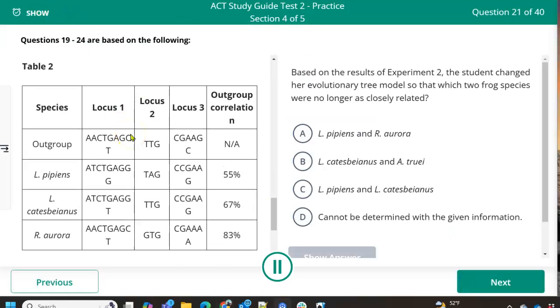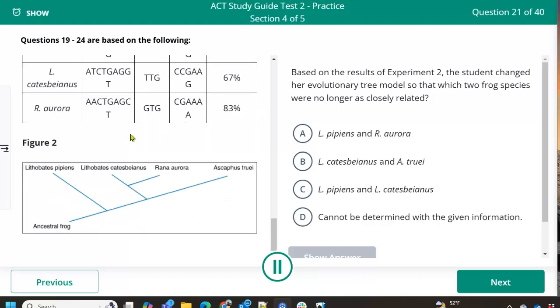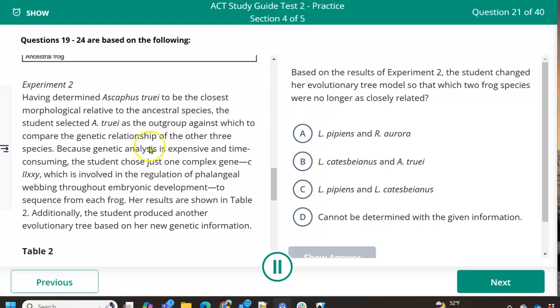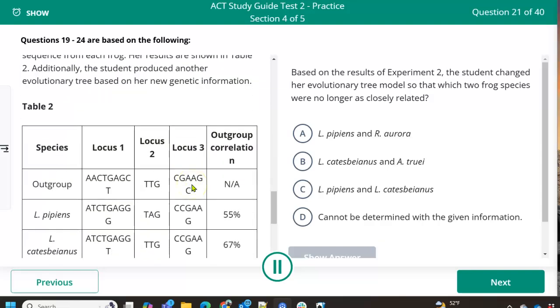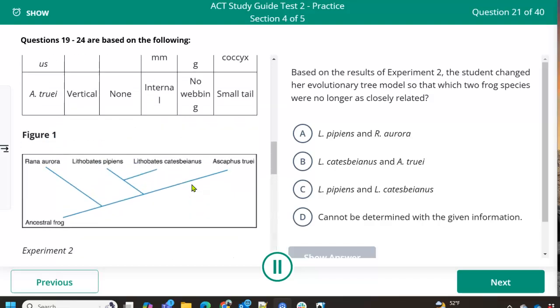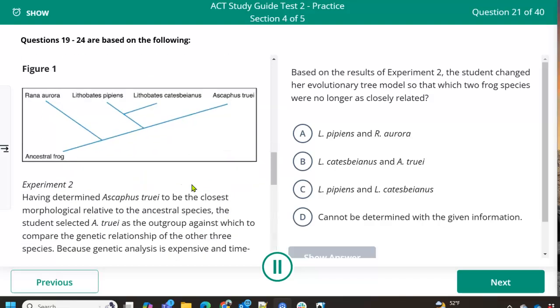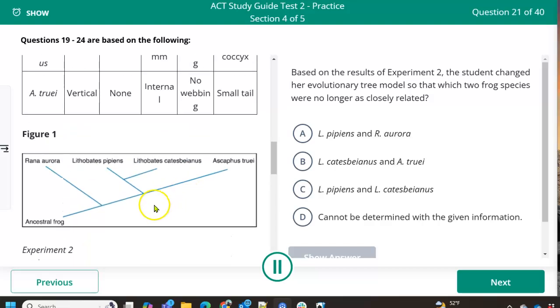Based on the results of experiment 2, the student changed her evolutionary tree model so that which 2 frog species were no longer as closely related. Okay, there's a description of experiment 2 here, but I don't think we need the description to compare the tree models. So here's the evolutionary tree model for experiment 1. This is experiment 2. Which 2 frog species were no longer as closely related? And we have pipiens and aurora, which are not as close. Well, they're not really related here anyway, so let's skip that one for now.